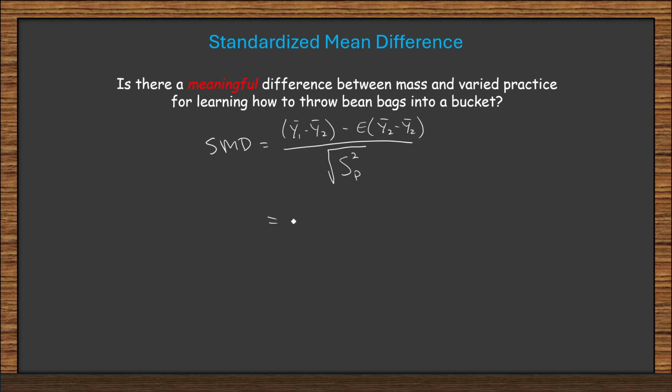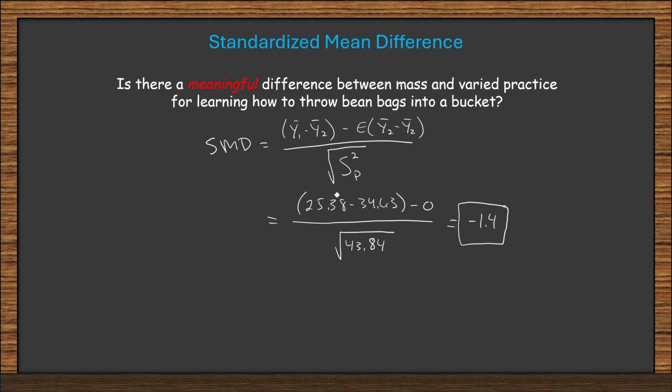So in this case, the mean for the first group was 25.38. The mean for the second group is 34.63. We expect that difference to be 0. And then we're going to divide by the square root of 43.84. That was the pooled variance. So this is a standard deviation, an estimate of the standard deviation of the dependent variable. And so this effect size ends up equaling negative 1.4. And you can see, first of all, it's negative because, just like a t-statistic, group 1 has a lower mean than group 2. If it was reversed, it would be a positive 1.4.